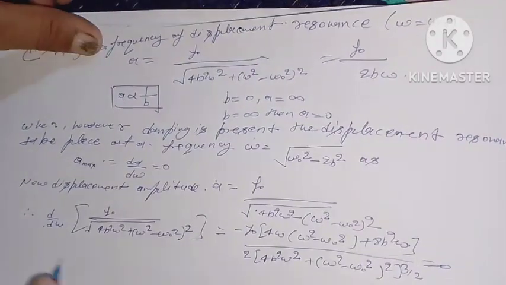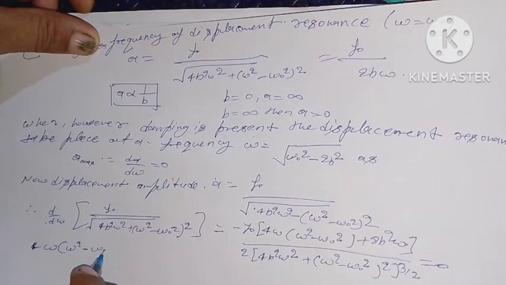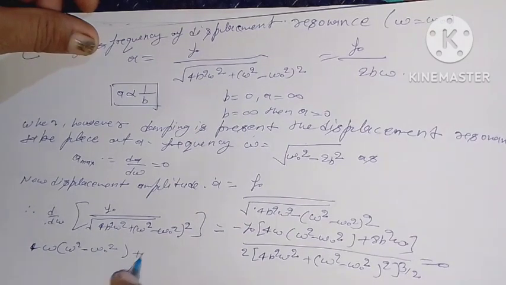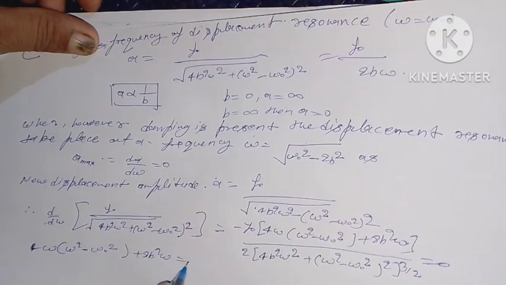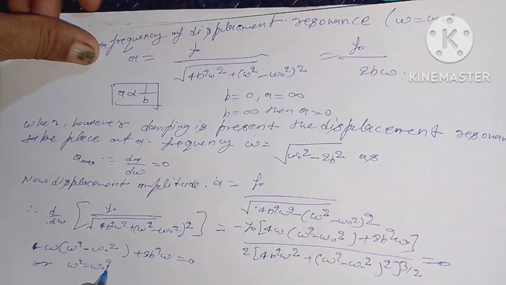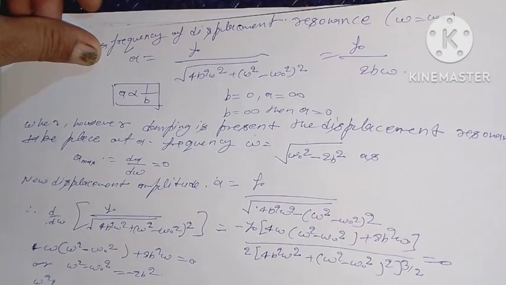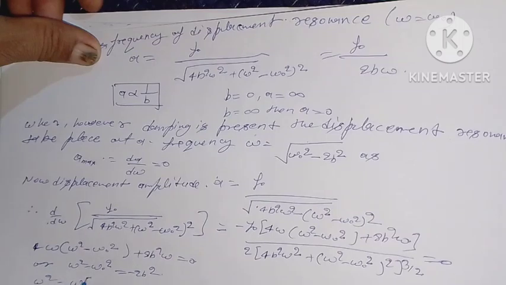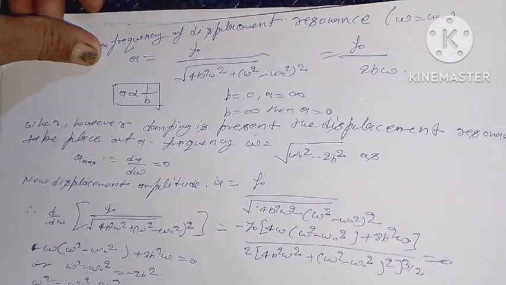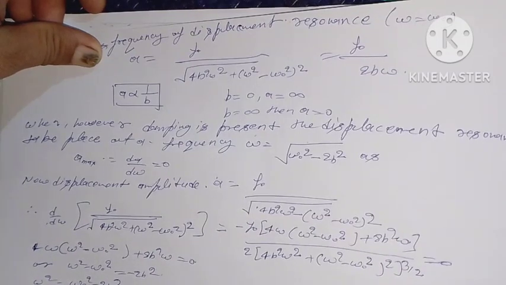Then omega square minus omega naught square plus 8b square omega is 0, or omega square minus omega naught square equal to minus 2b square, omega square equal to omega naught square minus 2b square. That is omega equal to under root of omega naught square minus 2b square.